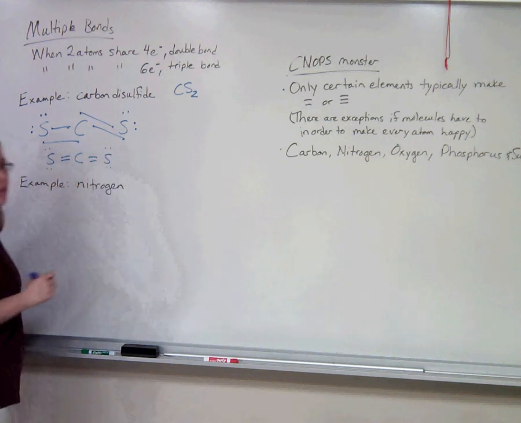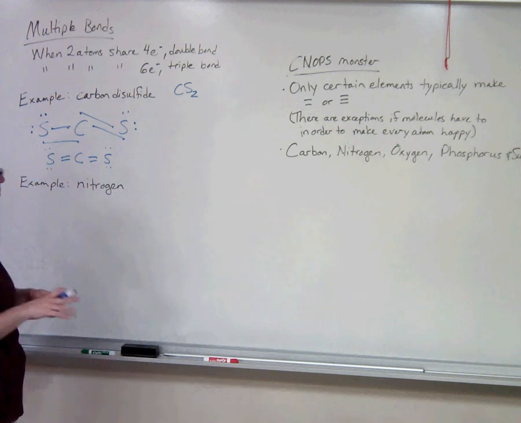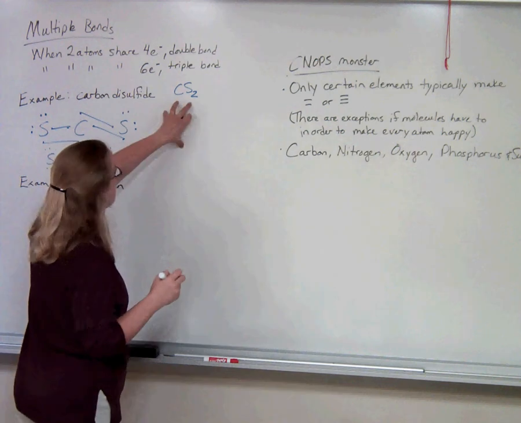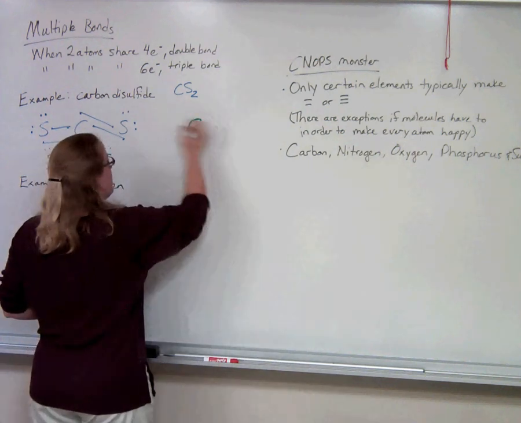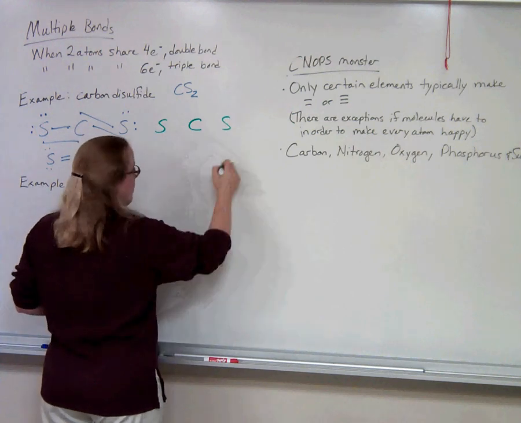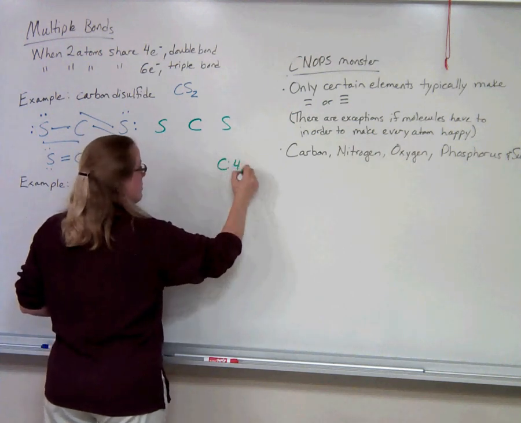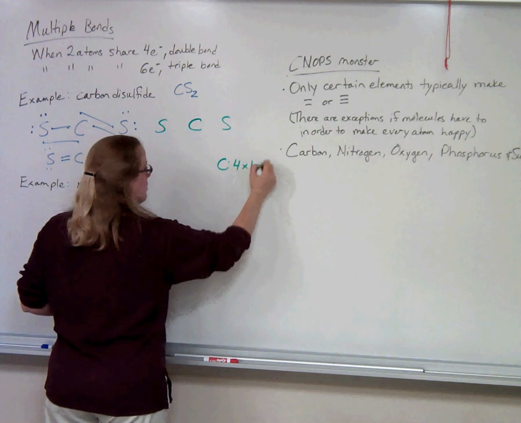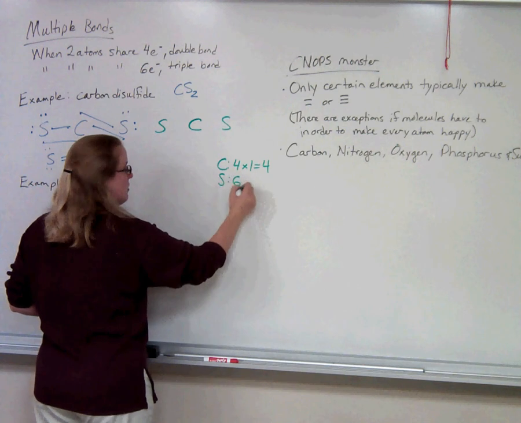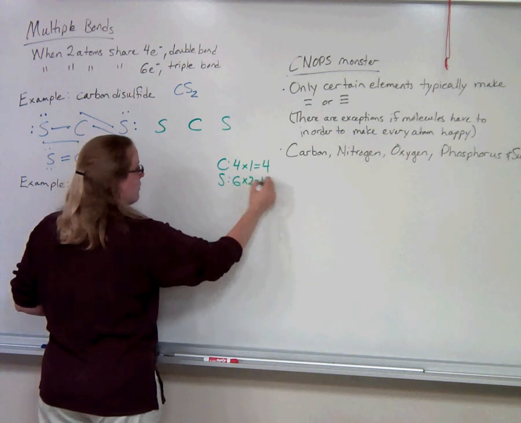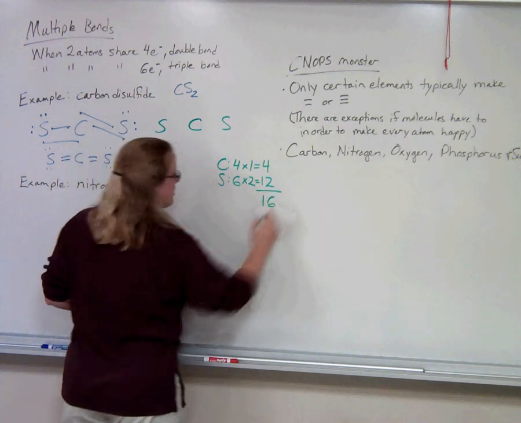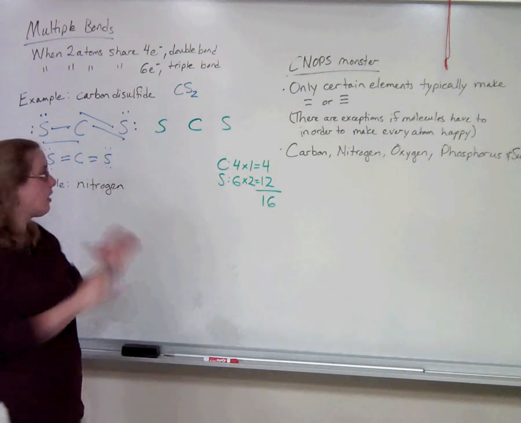All right, let's walk through that in slow motion, using our math. All right, CS2. Like I said before, carbon goes in the middle, sulfur goes on the outside. Here's our math. Carbon has 4 valence electrons. There's 1 carbon, so that's a total of 4 electrons. Sulfur has 6 valence electrons. There are 2 sulfurs for a total of 12 valence electrons. This gives us 16 electrons to play with in our compound.